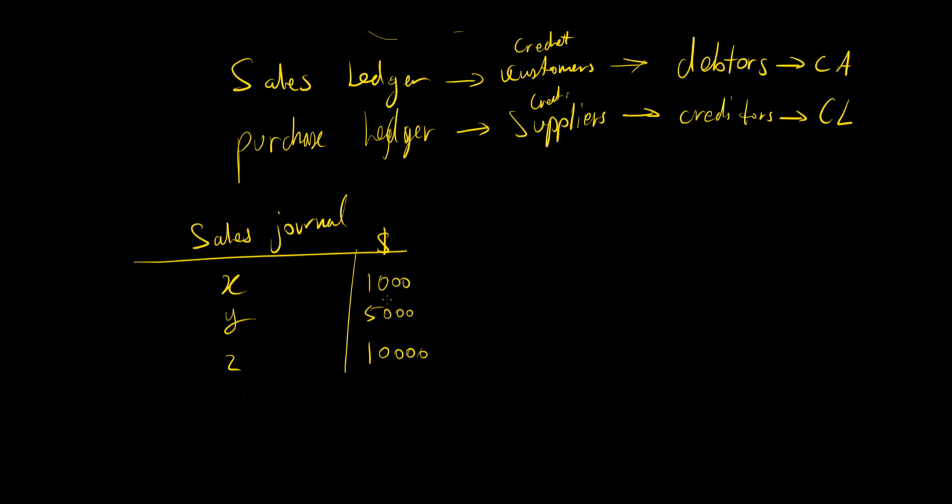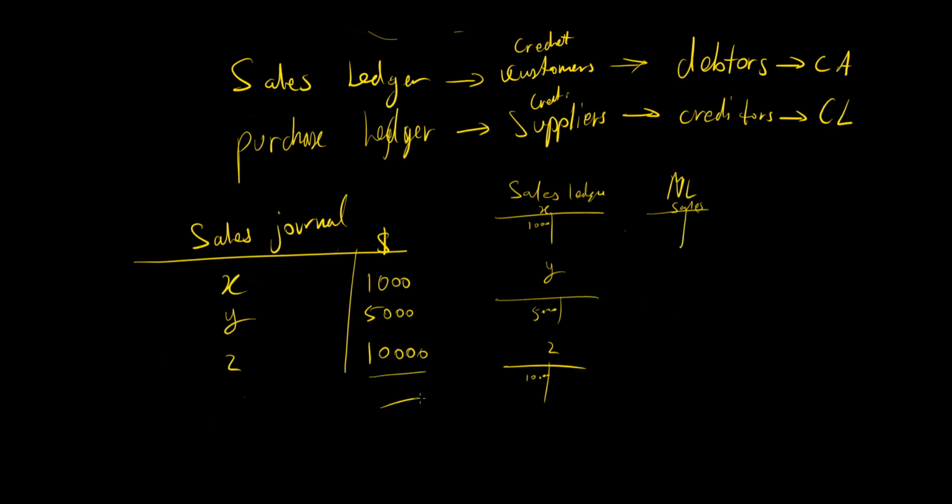From the sales journal, where do we put the entries in the individual accounts? In the sales ledger, we have X with 1,000, then Y with 5,000, and then Z with 10,000, let's just say. Then there will be a combined entry in your nominal ledger, in your sales account, the combined total for the month. It's just a recap, just a revision.